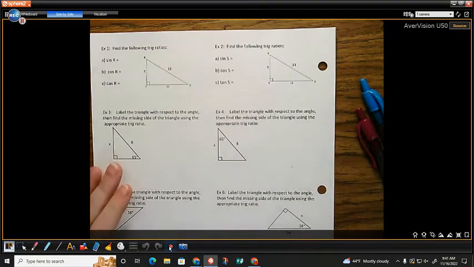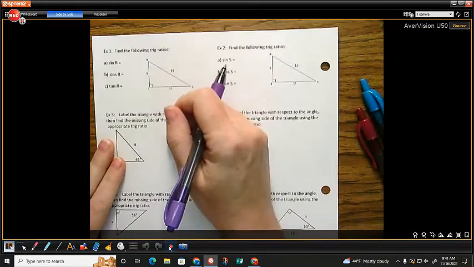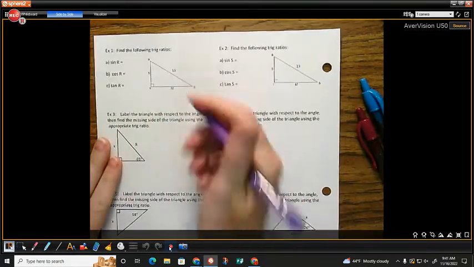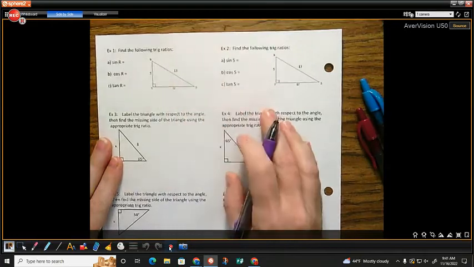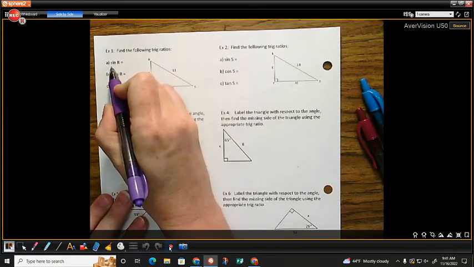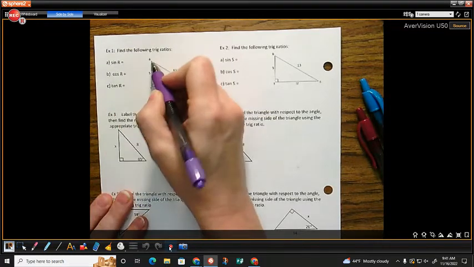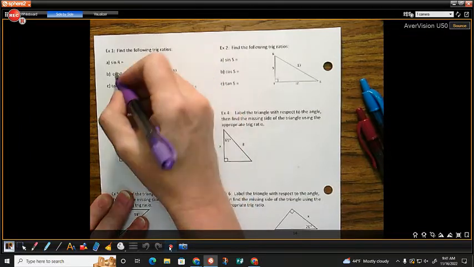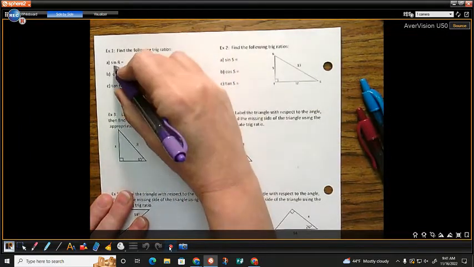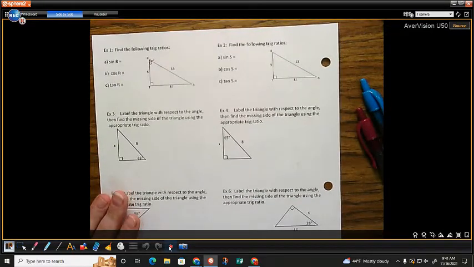Oh darn. First you have to practice writing trig ratios before you can use them to do stuff. I totally just bamboozled you there. So you're going to find the following trig ratios. Here, it's telling you to find the sine of r. What is r? It's one of my angles. So this is the reference angle. It says to find the sine of r, so that's the one you're using as theta. That's the angle you're referring to.